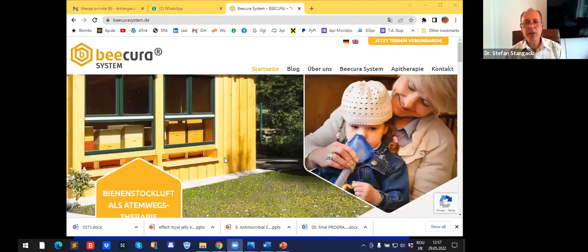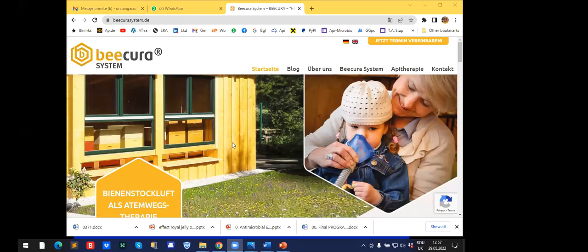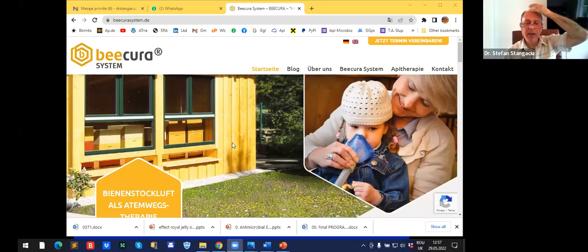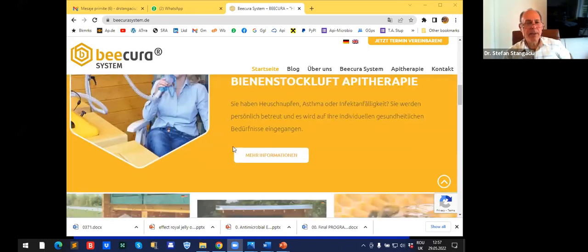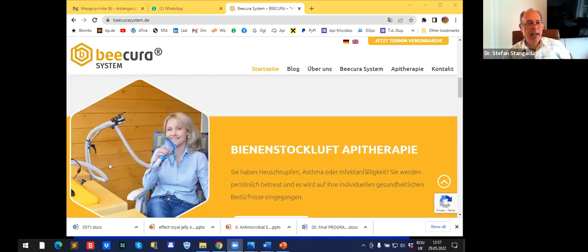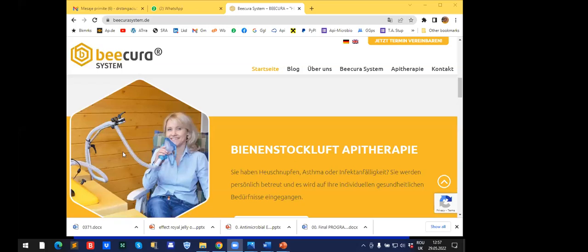The best device is now made in Germany, and it's called the Bicura system. As far as I know from my friends in the Australian Apitherapy Association, there are contacts with the German company to get the system in Australia. It's a device that is accepted and licensed in Germany as a medical device. It's top.